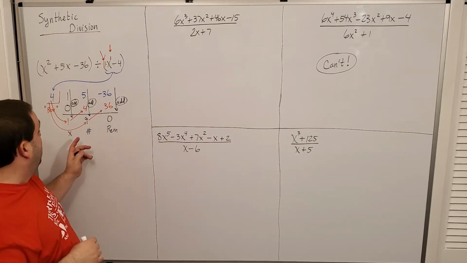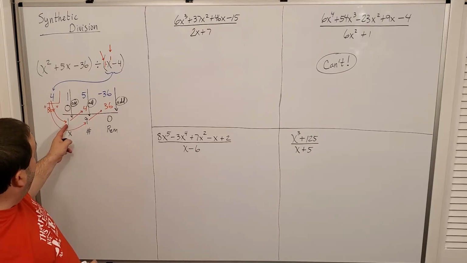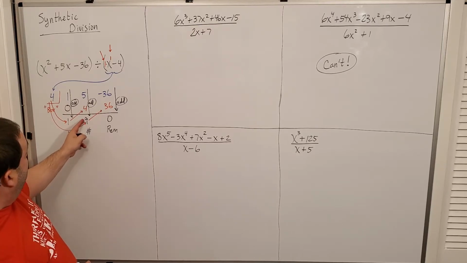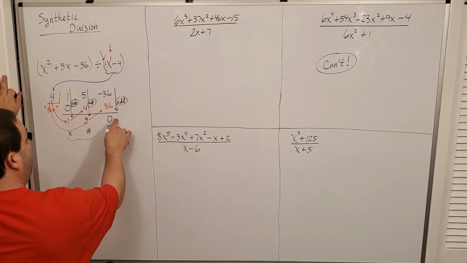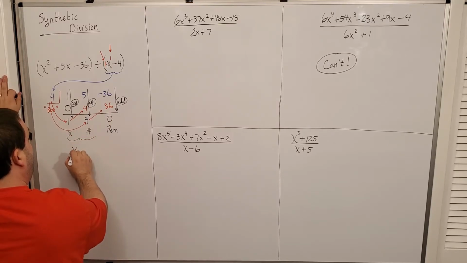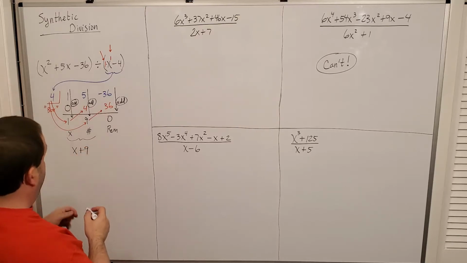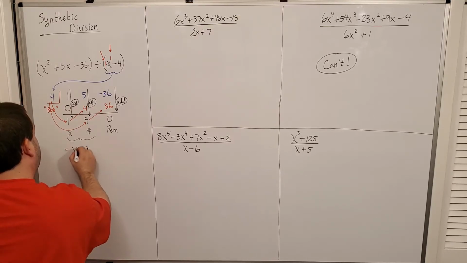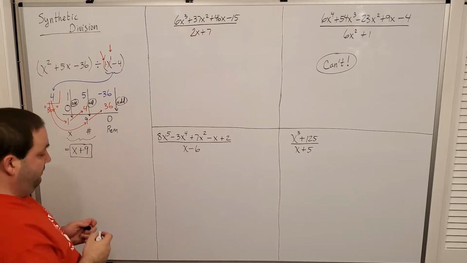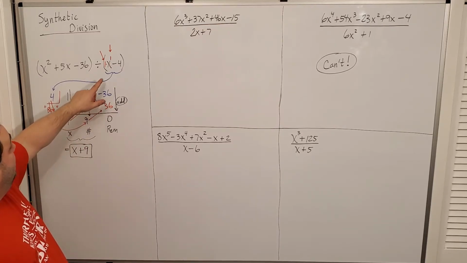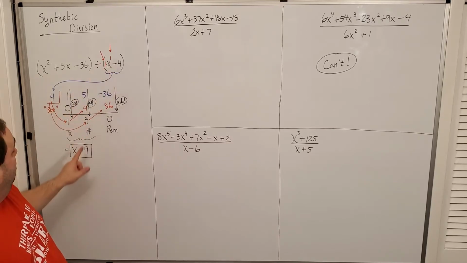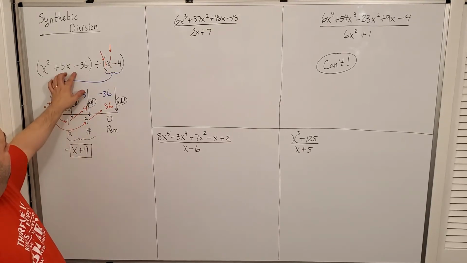So this is telling me that I have 1x plus 9 number. So this is telling me with 0 remainder that my answer is x plus 9. This is my answer to that division. Okay? Notice it's true. If I multiply x minus 4 times x plus 9, I will get x squared plus 5x minus 36.